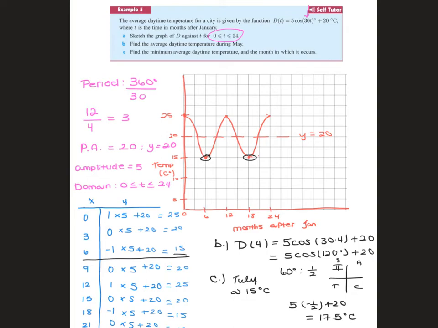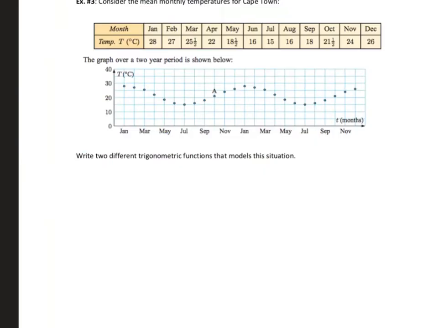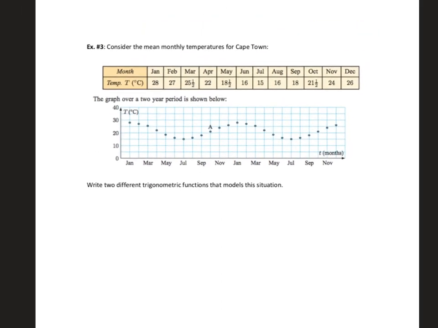Okay, let's move on to the next question. All right, before I begin this question, when you check to see or to verify the two different trigonometric functions that I'm going to find that model this graph, please remember that you want to keep your calculator in degree mode. Okay, so let's take a look. It says consider the mean monthly temperatures for Cape Town. Write two different trigonometric functions that model this situation.